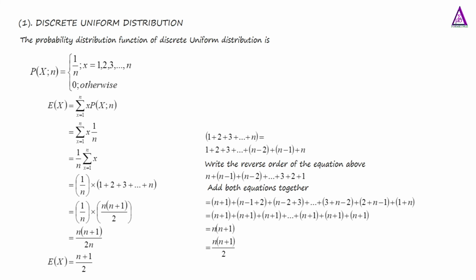And that is where we get this equation: 1 over n multiplied by (n plus 1) divided by 2. When we multiply it together, we have n(n plus 1) all over 2n, and n cancels n, so therefore our expected value equals (n plus 1) all over 2. That's the expected value of discrete uniform distribution.